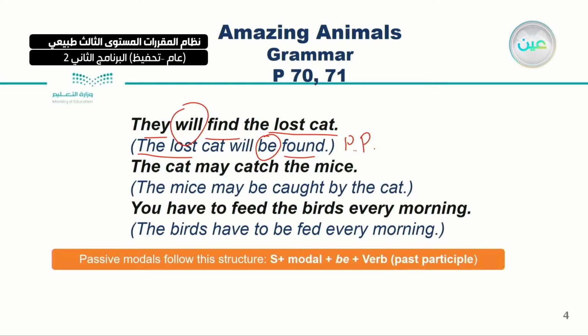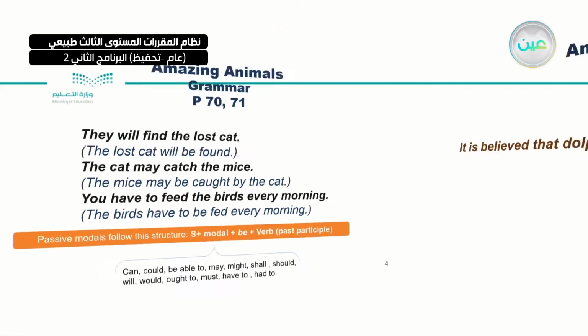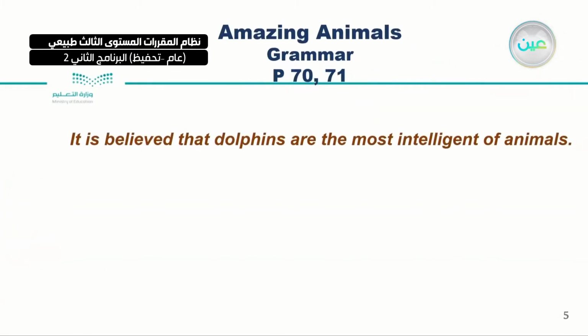It follows this structure, of course, by doing the subject, either noun, pronoun, whatever, the modal, then be, essential in this structure, as a rule, of course, and the past participle of the verb. Let's see the modals we're talking about. We have can, could. These are the modals we talked about. Then we move to something else, which is reporting using the passive voice, okay? For example, it is believed, and we use this when we talk about what people say or believe, okay?